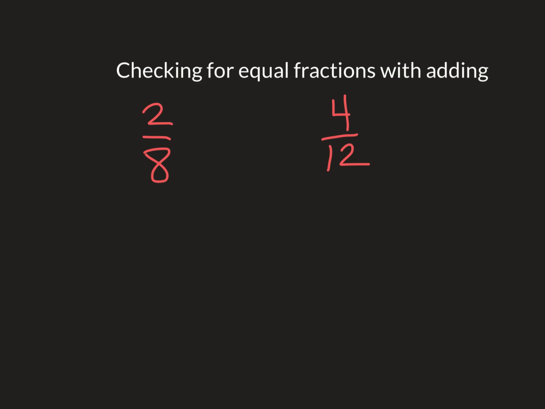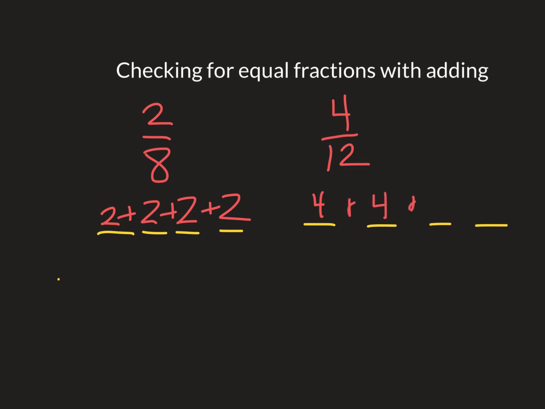If you haven't paused yet to solve on your own, do so now because I'm going to start solving. 2 plus 2 is 4, plus 2 is 6, plus 2 is 8. So I skip counted 4 times. So now I'm going to skip count my next one 4 times as well. 4 plus 4 plus 4 plus 4 gives me 4, 8, 12, 16. So these fractions are not equal.